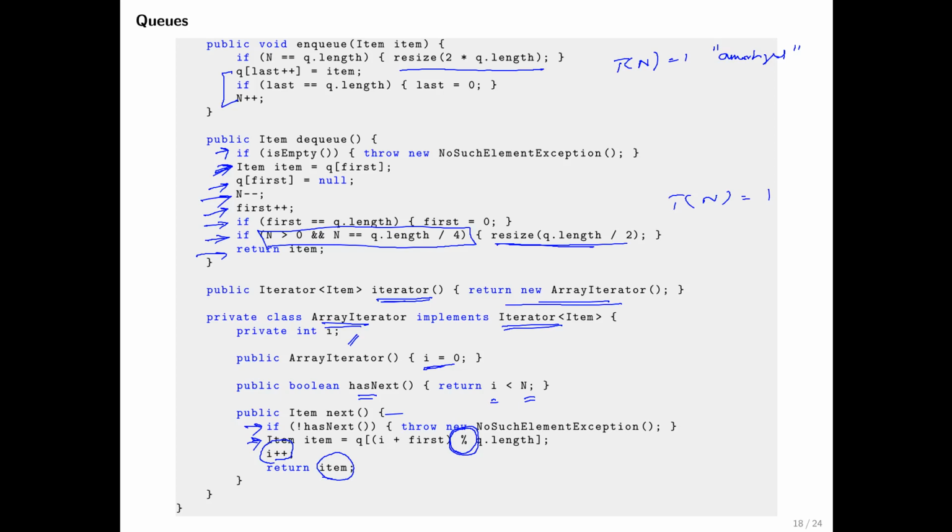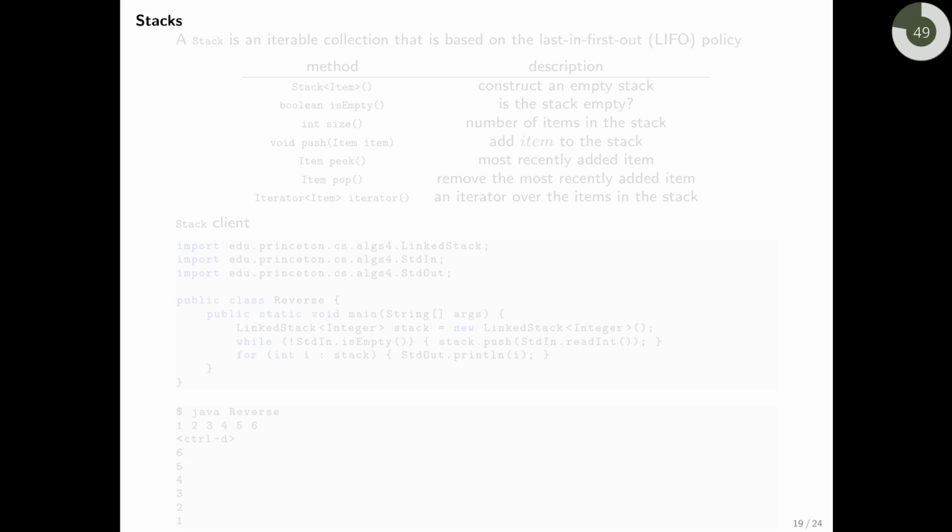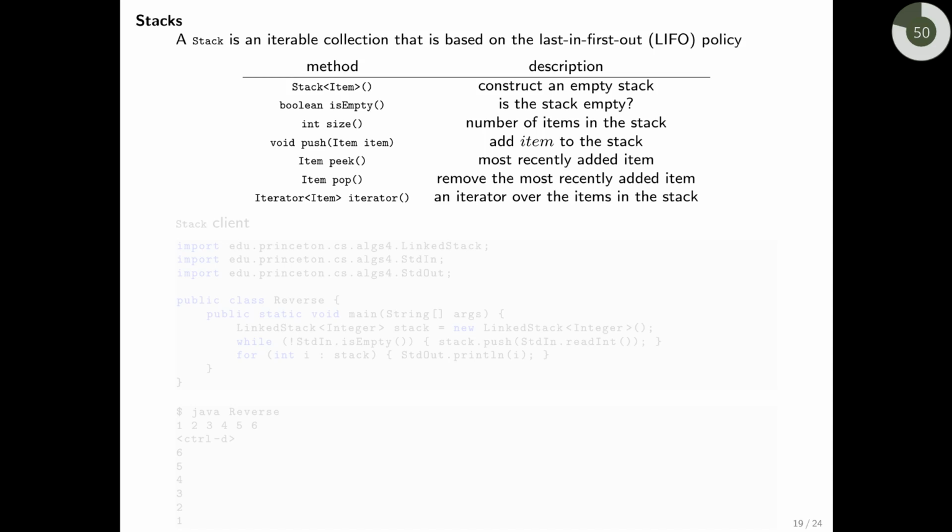So we're done with queues, and the last fundamental data structure to consider is the stack. So what is the stack? The stack is an iterable collection, just like the bag or a queue that stores generic items in it. And it is based on the last in first out policy, right? Or LIFO for short. So the last item that goes in is the first item that comes out. So that's how a stack works.